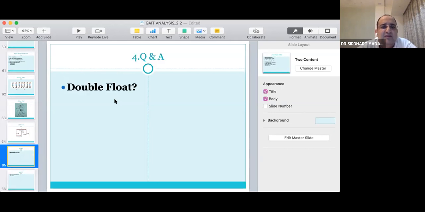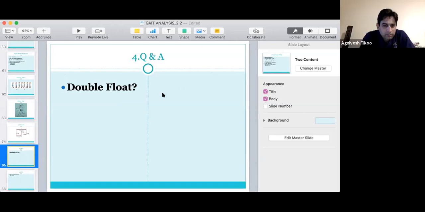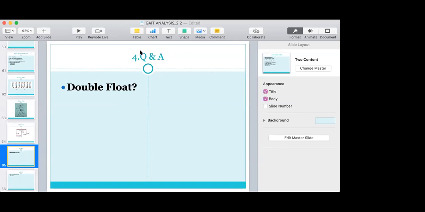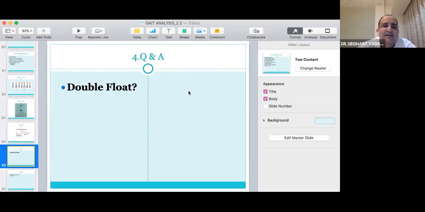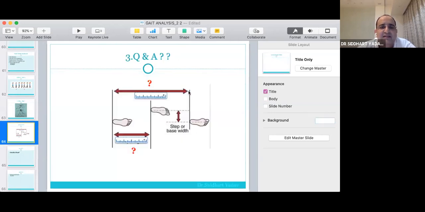Okay, what is double float? Anyone can tell me? What is double float meaning in gait? Okay, when a person starts running, both the feet are in the air. This is called double float.